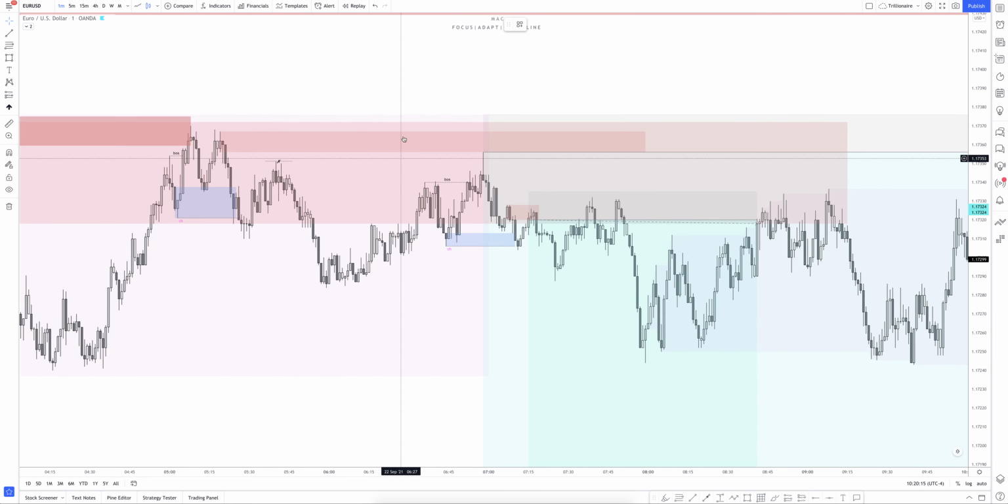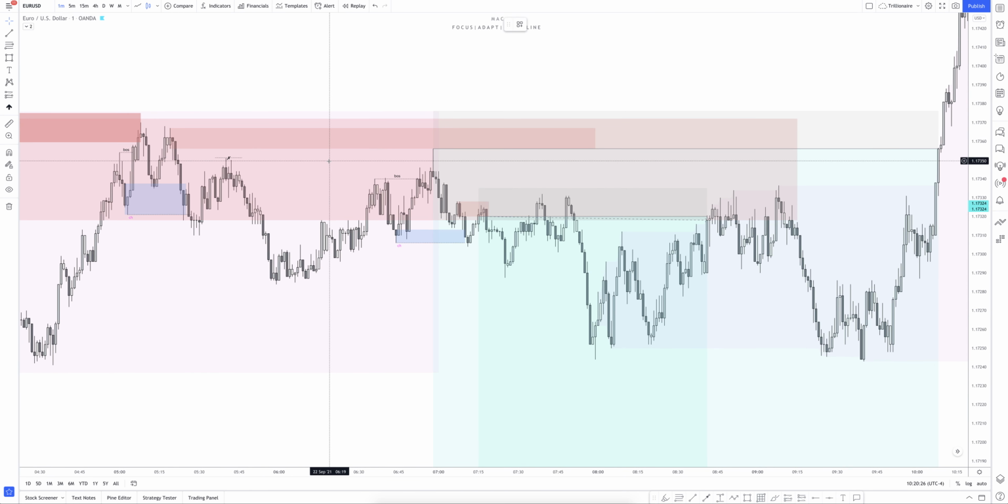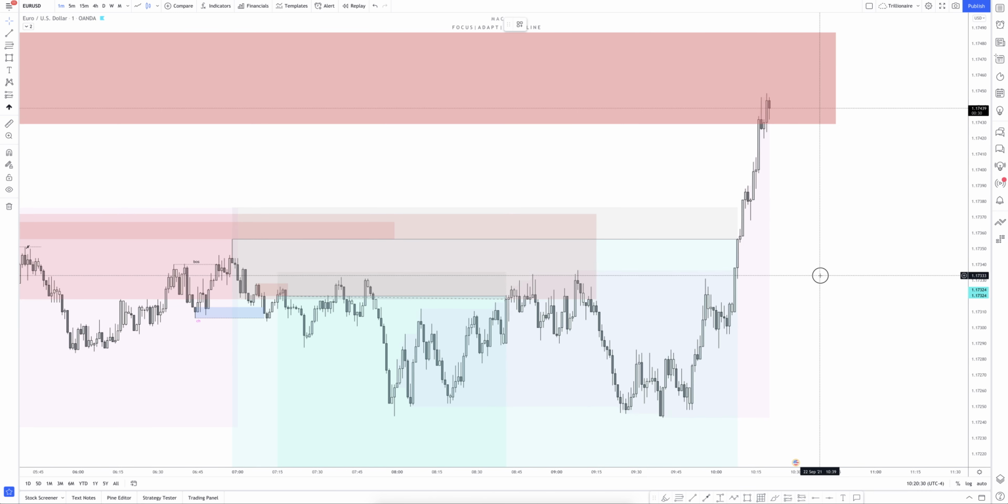Price pushed back up into this zone here. This was the supply responsible for taking out the demand here, as well as the failed reaction, which was here. So price traded back up into this area. This is where I took my entry for the sell. I was not looking for buys whatsoever.